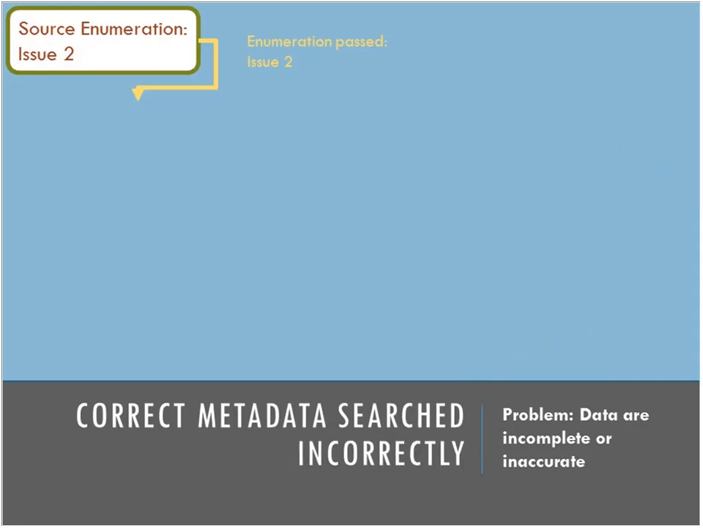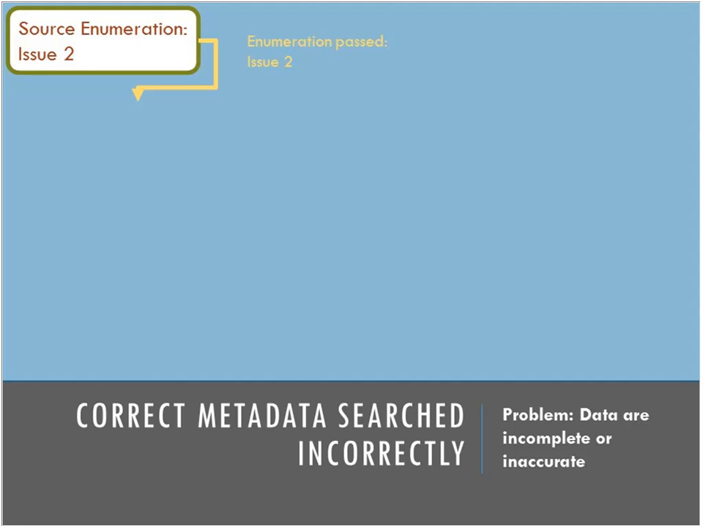Another example that fits into this is correct metadata that is searched incorrectly. The second issue in this category dealt with inconsistencies between the data passed by the link resolver and the data for the article in the target. In these cases, the target was an aggregated database that would conduct a search for the article in question based on the metadata passed by the link resolver. In many, if not most cases, the metadata was sufficient and correct enough for a successful search leading to the article that the user wanted.